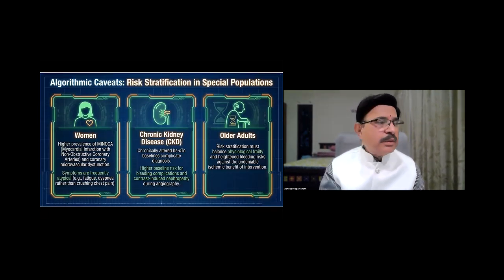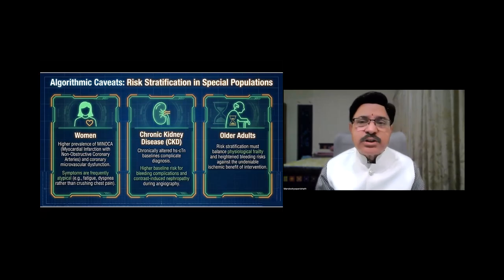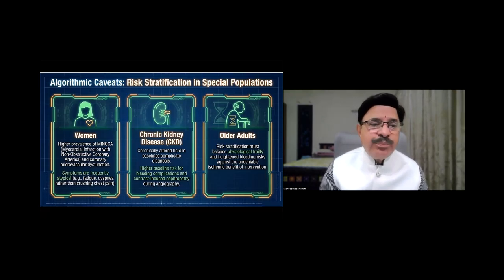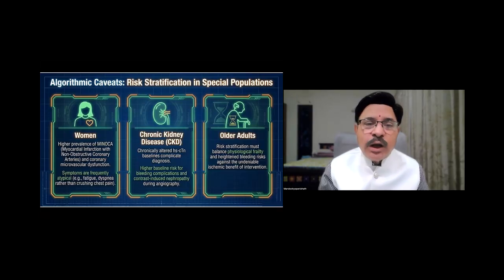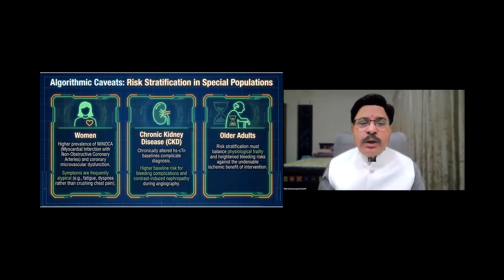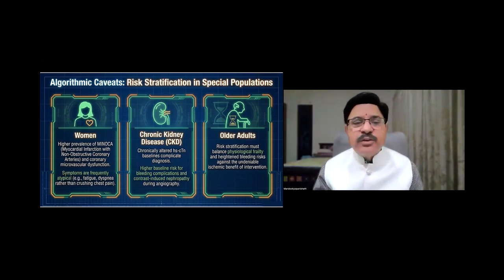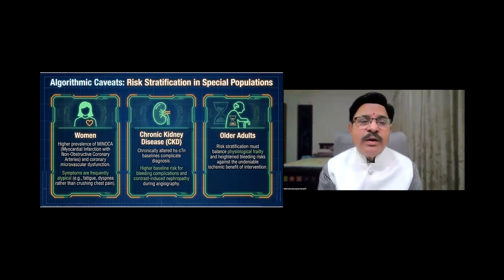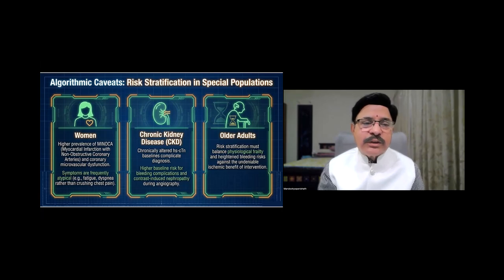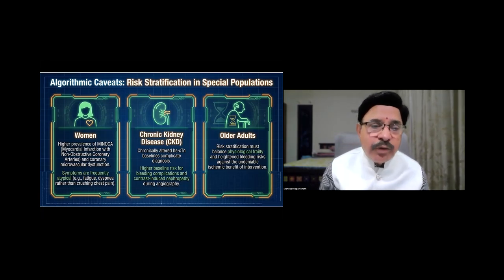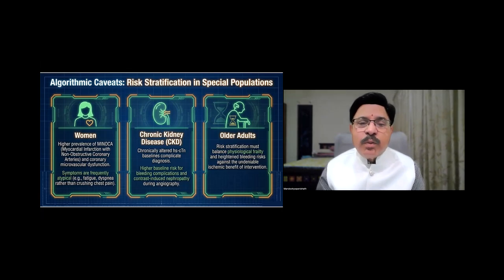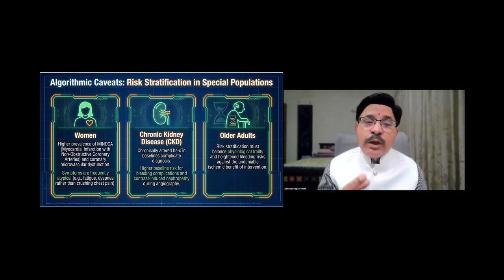Now, there are some special populations. Risk stratification: women have a high prevalence of MINOCA. What is MINOCA? Myocardial infarction with non-obstructive coronary arteries. You do a coronary angiogram, it is normal, but they have myocardial ischemia. This is called MINOCA, myocardial infarction with non-obstructive coronary arteries. Why? Because the microvascular perfusion is different.